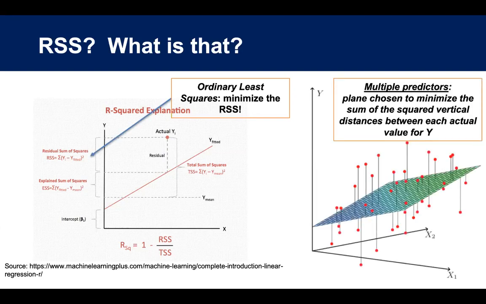In fact, when we have multiple predictors or more than one independent variable, a plane is chosen to minimize the sum of the squared vertical distances between each actual value for y. So here our actual values are shown in red, these red points to the right, and the black line is just the difference between the estimated or predicted value and the actual value.